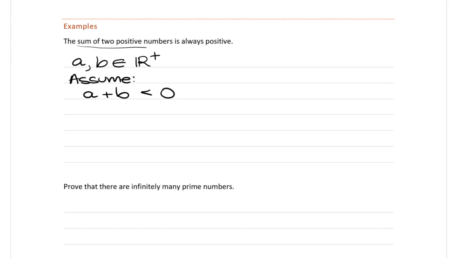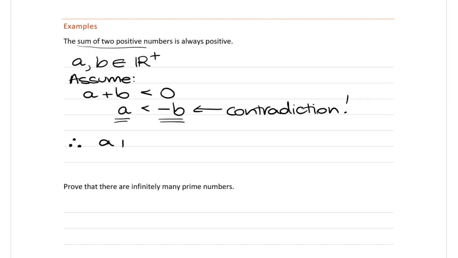With this step here, we could take B away from both sides. So we could have A is less than negative B. Whether you realize it or not, we've actually got a contradiction here. We said before that A was a positive number. So negative B must be a negative number. But it doesn't make sense to say a positive number is less than a negative number here. So that's our contradiction. So let's write contradiction. We can't have a positive number A being less than a negative number, which is negative B. So therefore, A plus B must always be positive.